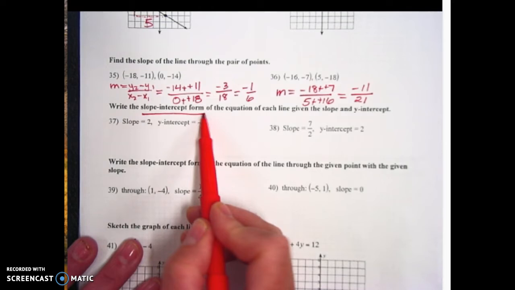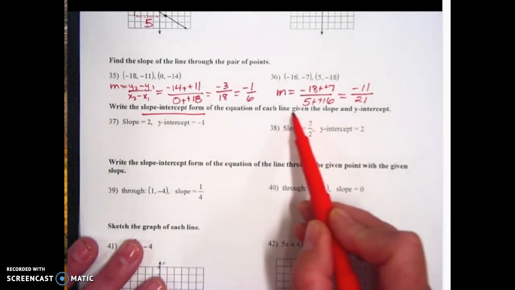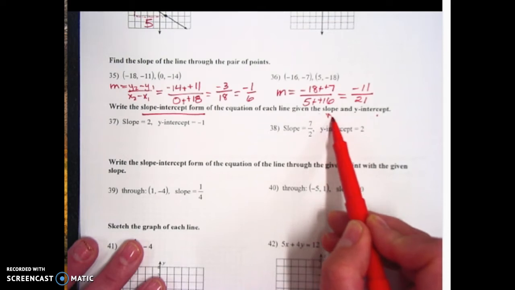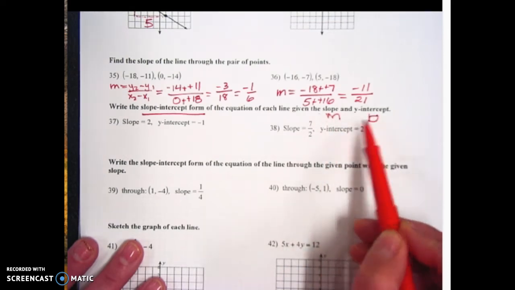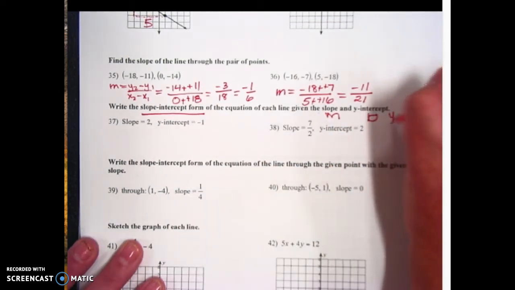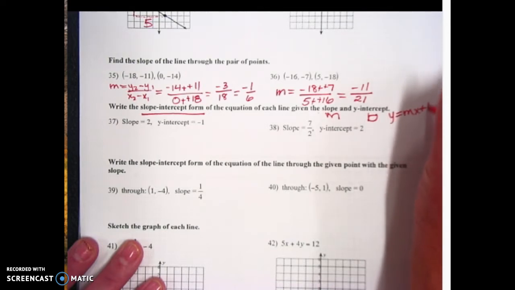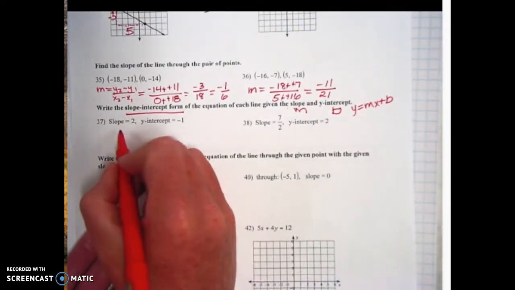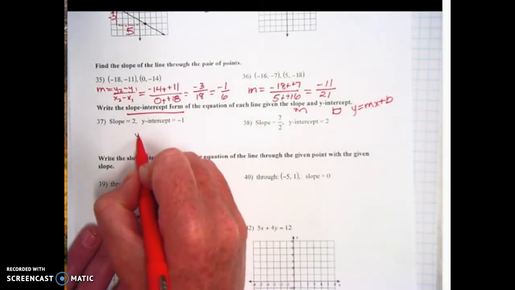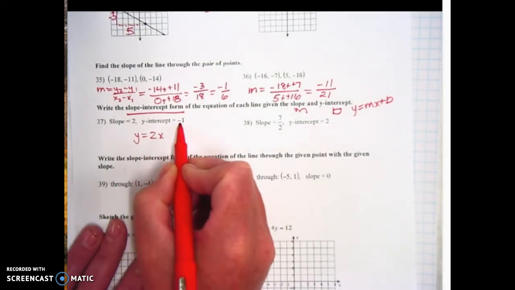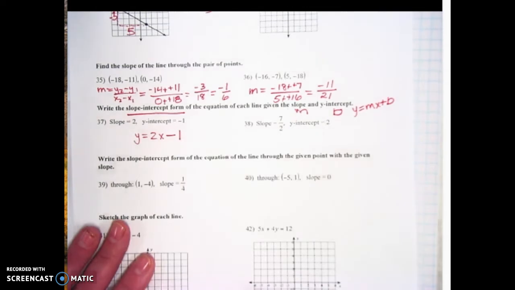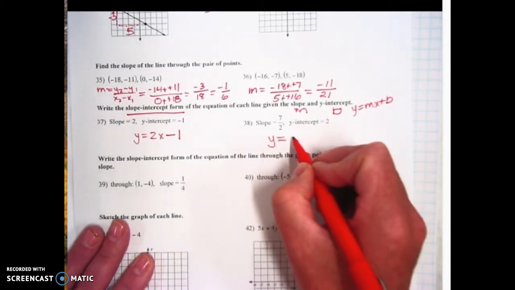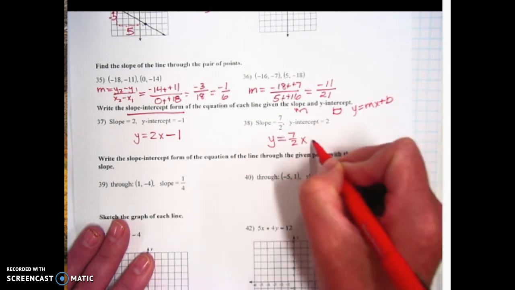Write the slope-intercept form of the equation of the line of each line given the slope and y-intercept. So the slope goes in for m, and the y-intercept goes in for b, into the equation y equals mx plus b. So for number 37, you have a slope of 2. You're going to have y equals 2x, and a y-intercept of negative 1, so it should be 2x minus 1. For 38, you're going to have y equals 7/2 x plus 2.